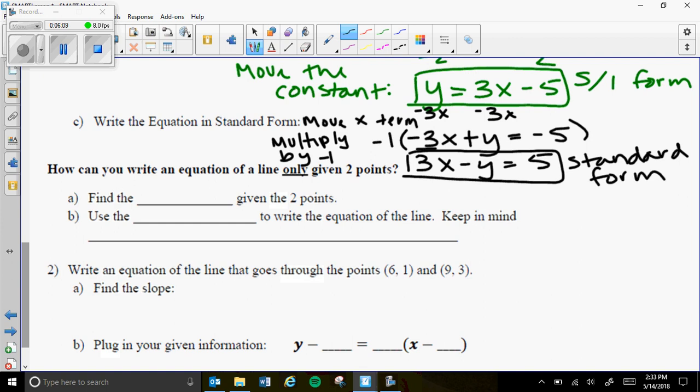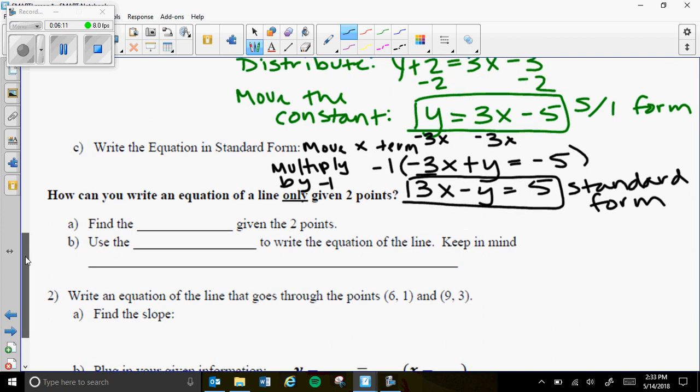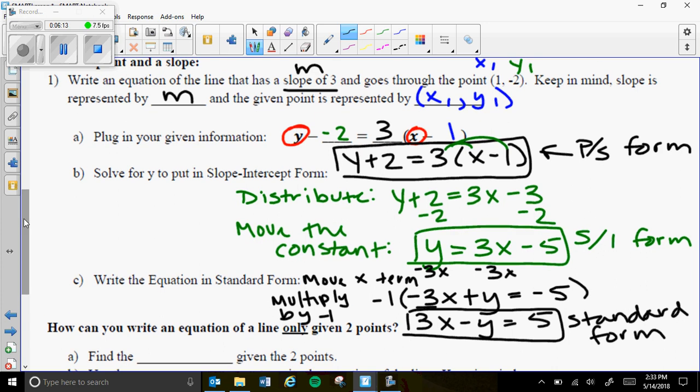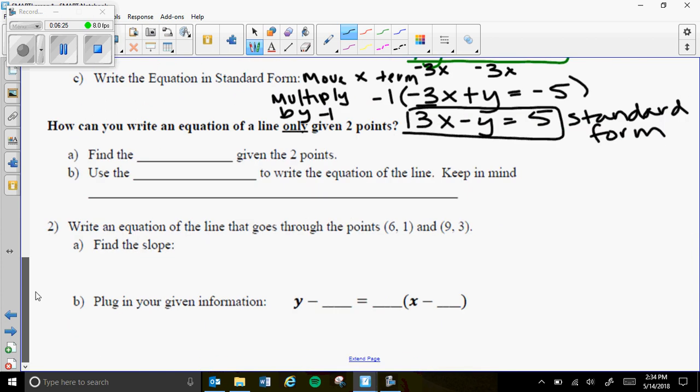If you have any questions about what I did manipulating this equation, starting with point-slope form, moving to slope-intercept form, and then moving to standard form, please go back and either re-watch this section before moving on, or else raise your hand and ask questions before you get to your you-dos. All right. Otherwise, you're going to keep moving on.